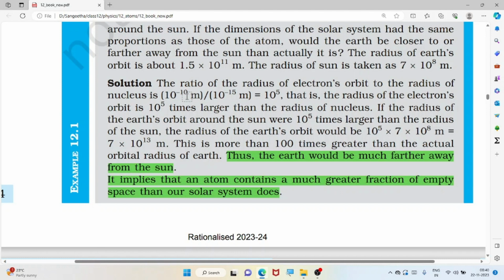This is the nucleus and the orbit of the electron. That is, the radius of the electron's orbit is 10 power 5 times, 10,000 to 1 lakh times, larger than the radius of the nucleus.